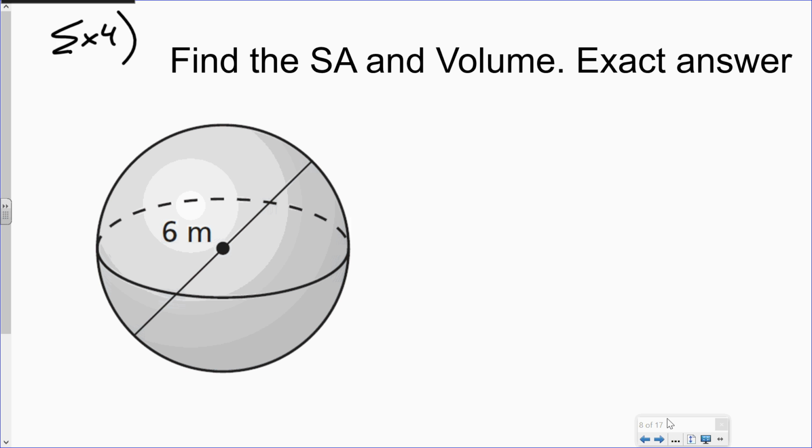Here we go. Again, you got to be taking notes for your productive stamp. Find the surface area and volume. Exact answer this time. We're doing exact answers.